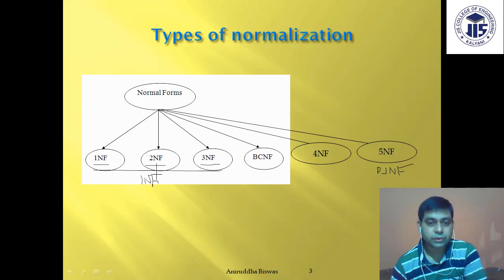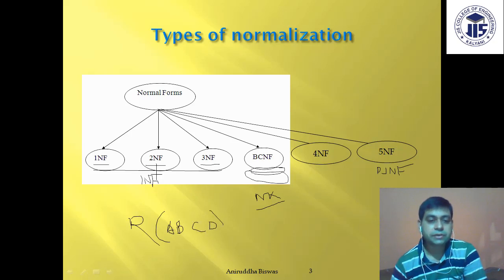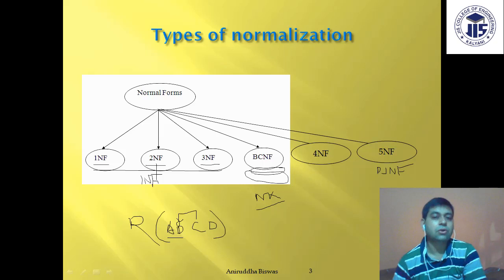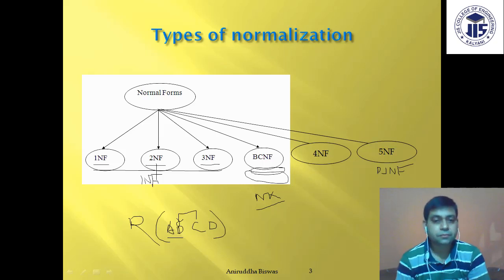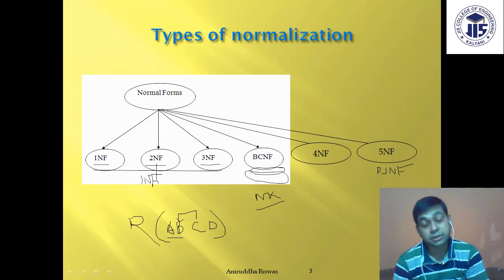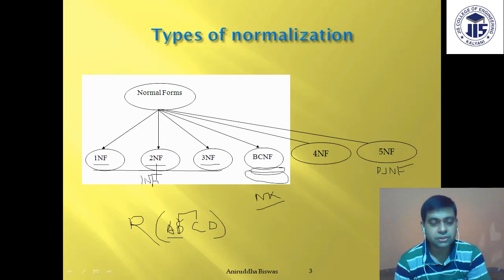Now the question is, what was BCNF? BCNF is where a non-key attribute cannot be a determinant. NK means non-key attribute. What is a non-key attribute? Let's say in a relation R, there are a few attributes A, B, C, D. Now in this relation, if we have AB as the candidate key, then C and D are called non-key attributes. If a non-key attribute becomes a determinant of a partial key, then it is called a trivial dependence. BCNF ensures that a non-key attribute cannot be a determinant of a partial key. So let's move on to the discussion of each and every normal form one by one.